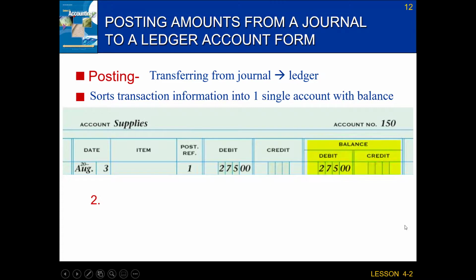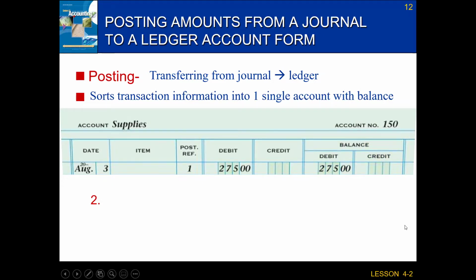And we also add in a balance so we can quickly see, okay, what do I have in supplies? Or what do I have in my accounts payable? Instead of trying to look through a bunch of pages of a journal.